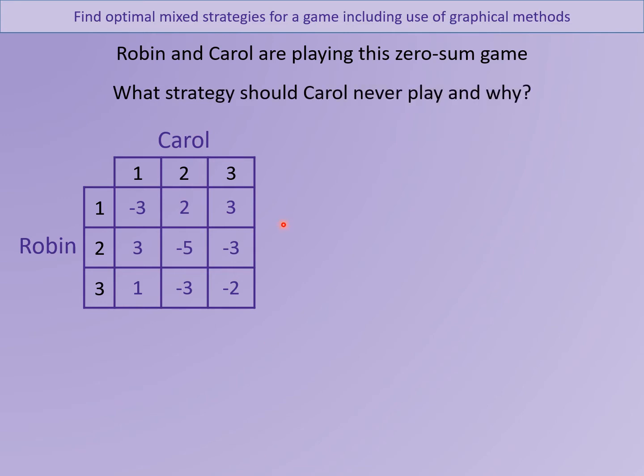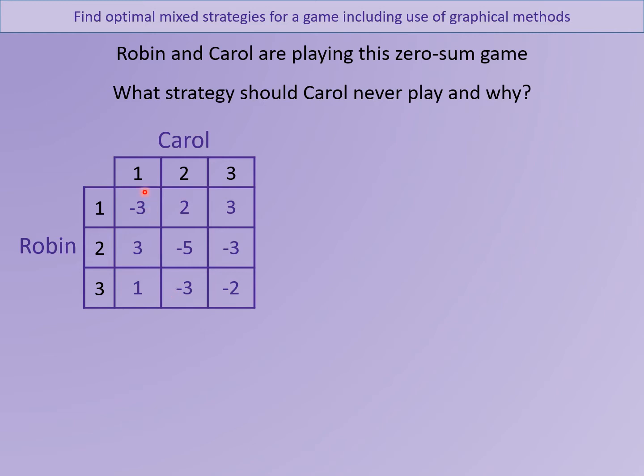So before we look at the mixed strategies, let's just have a go answering this question. So what strategy should Carol never play and why should she never play that strategy? Okay, so just pause there if you remember how to do it and have a go yourself. Okay, so when we're talking about what strategies Carol should never play, we're talking about dominance. When we talk about dominance, it means that you could play a strategy where another strategy will be better than that strategy in every possible way.